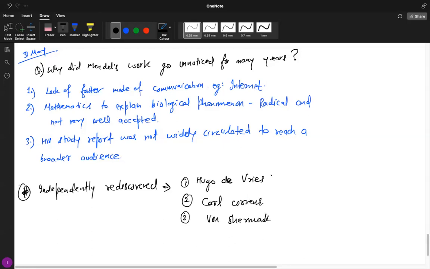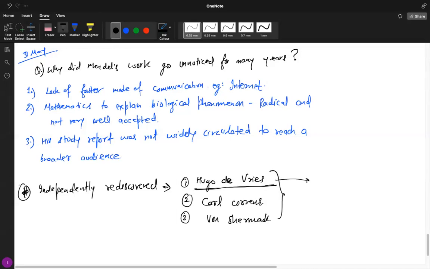Okay, so these three independently, and remember this word, this is very important, they independently rediscovered his work and read it, in the different regions where they were present, and then they realized that what Mendel did was remarkable. By that time, biologists were talking to mathematicians, and concepts of mathematics were being applied in biology. So when his work was rediscovered, they figured out, oh, it's amazing work. What he did makes a lot of sense.